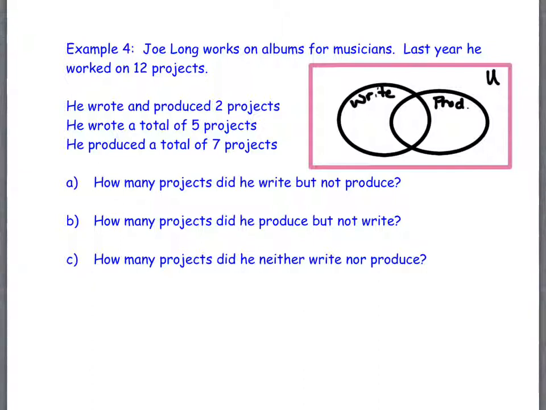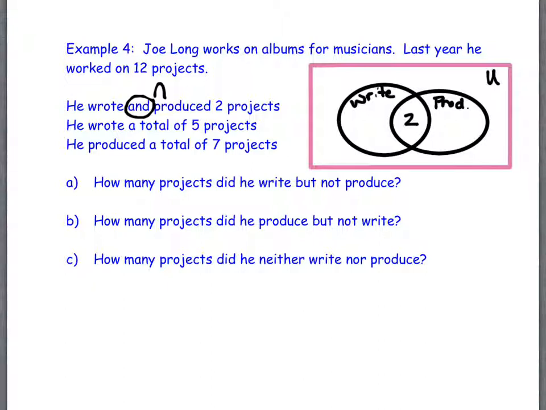Okay, the "and." Remember that keyword "and"? What does "and" mean in terms of our set operations? Union. Intersection. Just kidding. Yeah, this is intersection. So the intersection is the overlap. So this is the 2 that goes in the middle here.